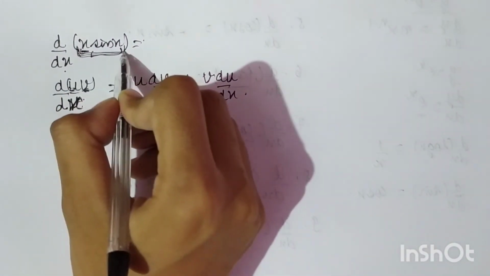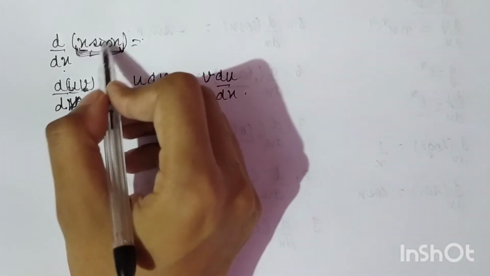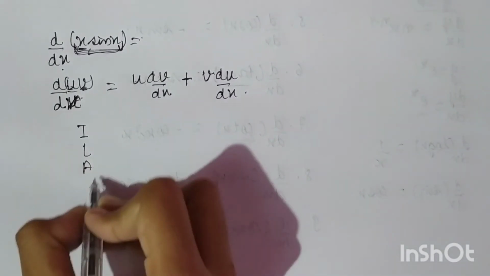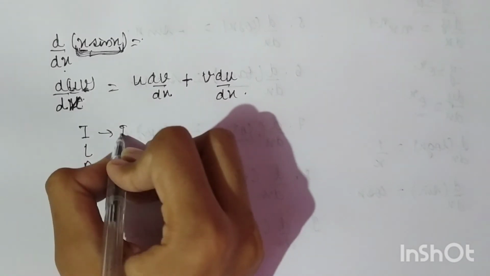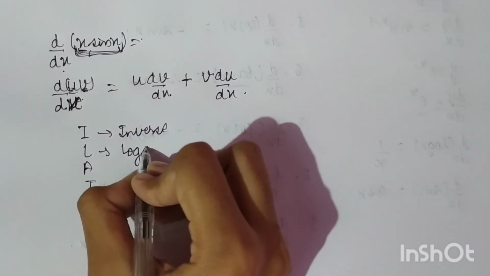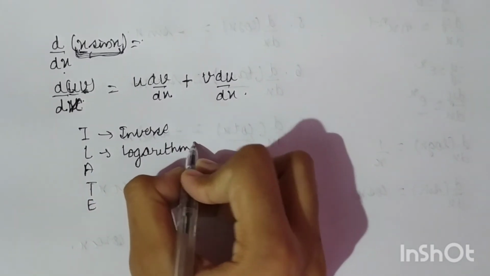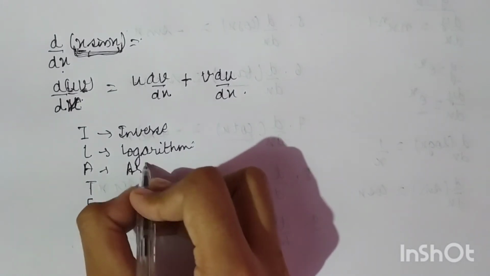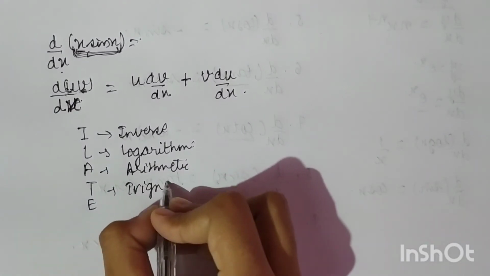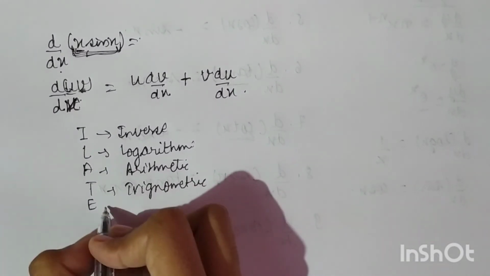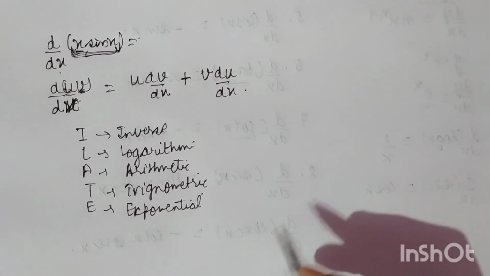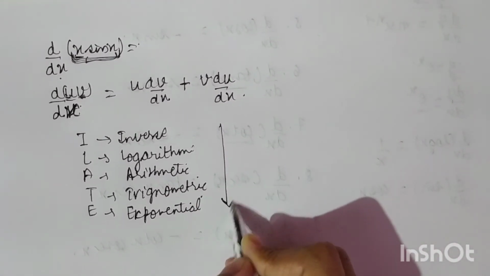but there is one problem. Which function should be considered first and which should be considered second? For that we have one more rule, which is called ILATE. First one, I stands for inverse, L stands for logarithmic, A stands for arithmetic, T stands for trigonometric, and E stands for exponential. Okay, so in this way we have to consider the functions as first and second.